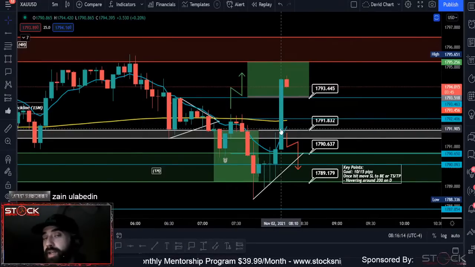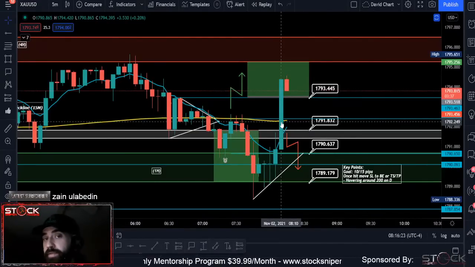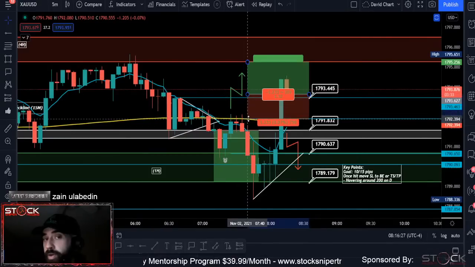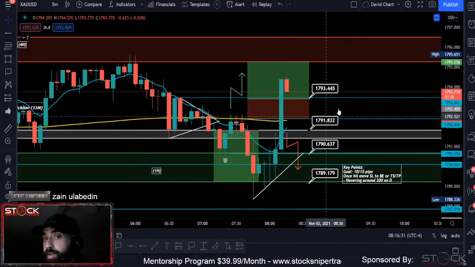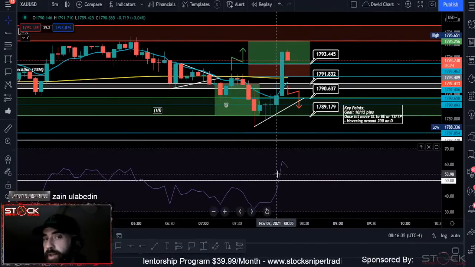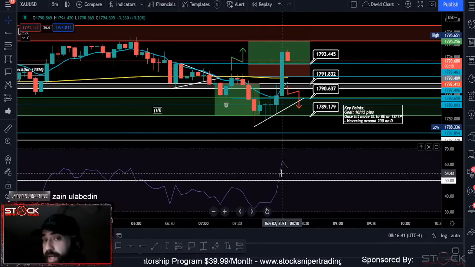And I guarantee it, if I pull up my RSI right here, it's going to break the 50 line. If you got in here at 1793.45 because you had a pending order, there is your stop loss. Remember we talked about 10, 15 pips? All right, 20 pips. Let's look at the RSI right here. Remember I told you as soon as it breaks that 50 line, you're going to have massive movement. It did and had a continuation.